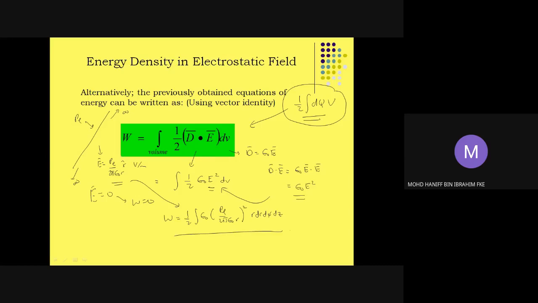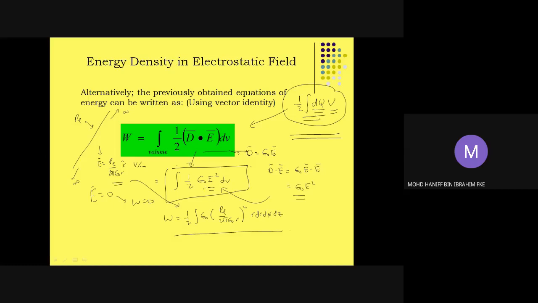So we have two formulations to calculate the energy. You have the option either to use the equation that we formulated before, which is half the integration of dq of V, in which dq depends on your charge distribution, or alternatively, you can use half epsilon naught E squared dV integration. The difference between these two equations is that for the first equation, you need to know the potential of your charge distribution. But for the second equation, we just need to know the electric field intensity for the given charge distribution.